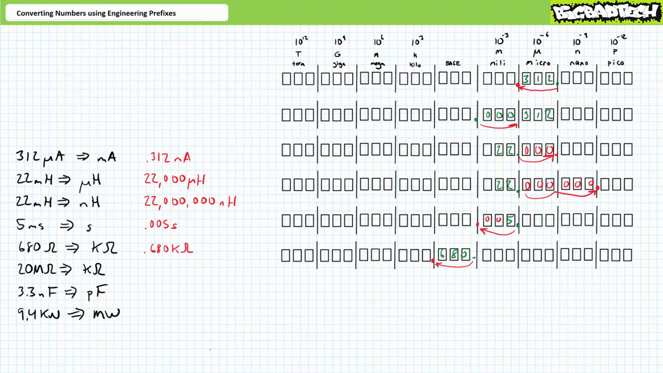The ohm meter is being used to measure two resistors, one having a value of 680 ohms, the other having a value of 20 megaohms expressed using proper engineering format. Problem is, this device can only measure in kiloohms.